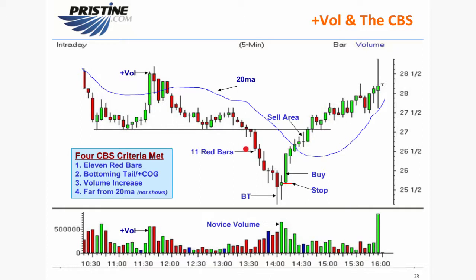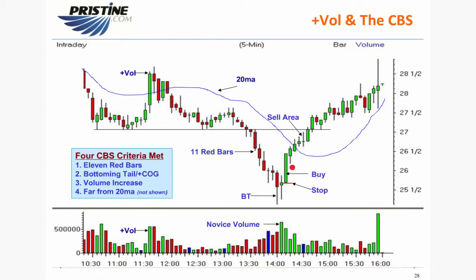Next example, we've got, in this case, 11 red bars to the downside. You then see the volume coming in. You've got your bottoming tail. You see the changing of the guard and the narrow-bodied bar. So you're looking to buy it over that high. And again, in this case, if the stop here is too big, you can use the bar that gets you in. And then you're looking to sell it as it moves up into the 20 MA.